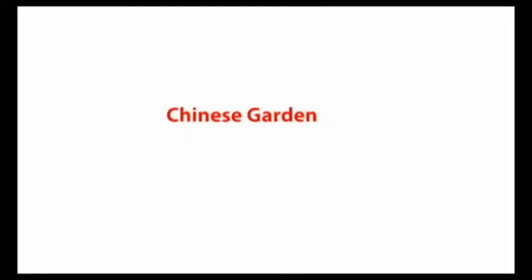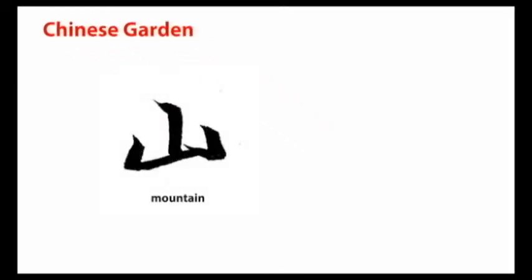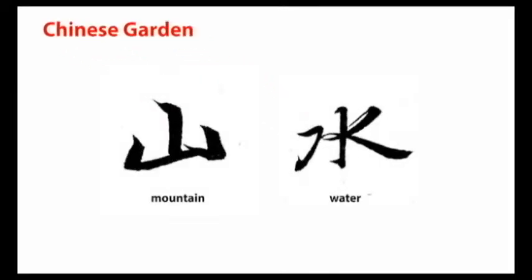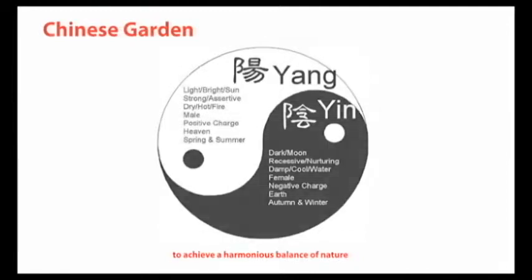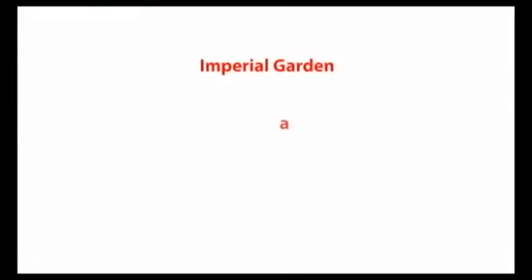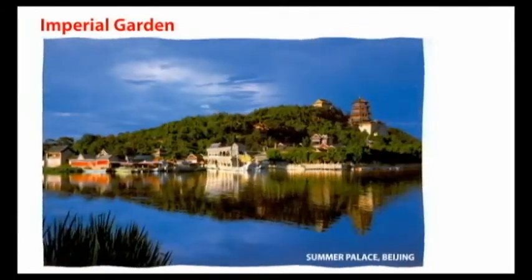Chinese Garden. The Chinese word for landscape, san sui, means mountain and water. Chinese gardens attempted to recreate natural landscape by applying the concept of yin-yang to achieve a harmonious balance of nature. There are 2 main forms of Chinese gardens. Firstly, there are the imperial gardens.